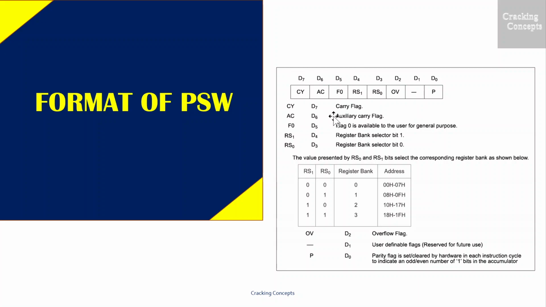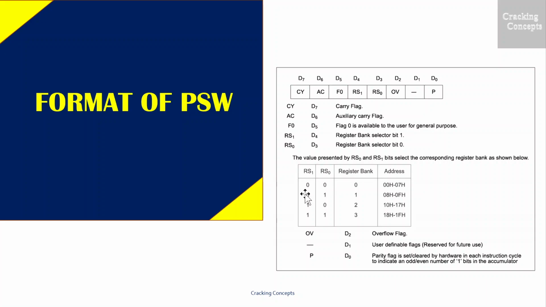D7 contains the carry flag. D6 contains the auxiliary carry flag. D5 contains F0, which is flag 0, that is available to the user for general purpose. D4 contains RS1 and D3 contains RS0. Both of them are used for register bank selection. The table given here gives us the 4 different combinations available.